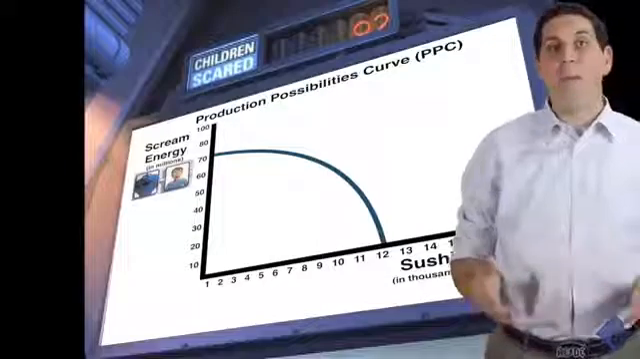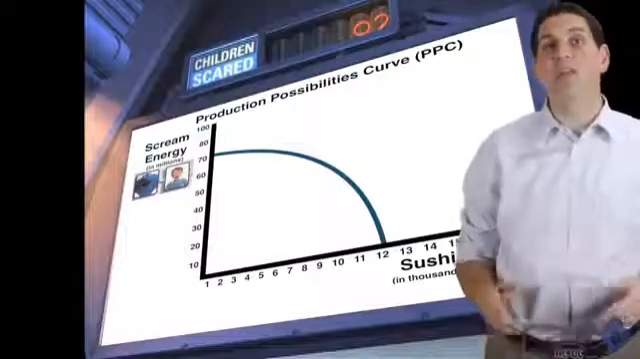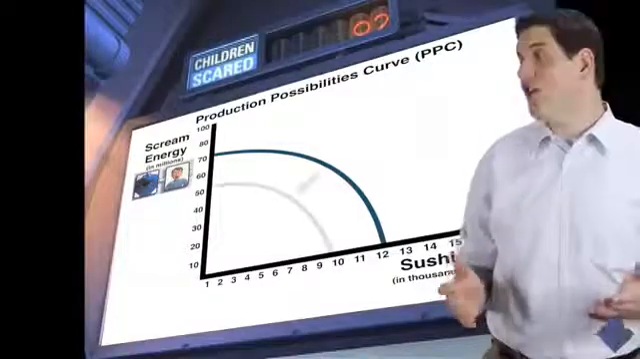I could have died. Now, back to the graph. What happens to the production possibilities curve if a resource becomes less productive? The entire curve shifts inward.